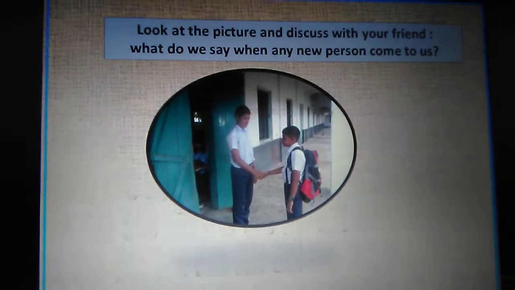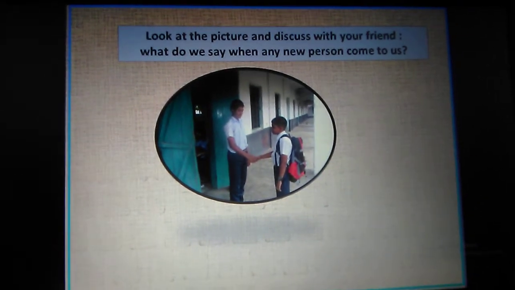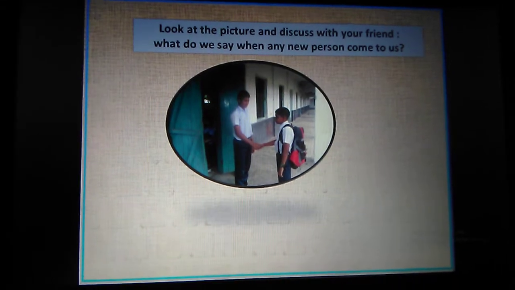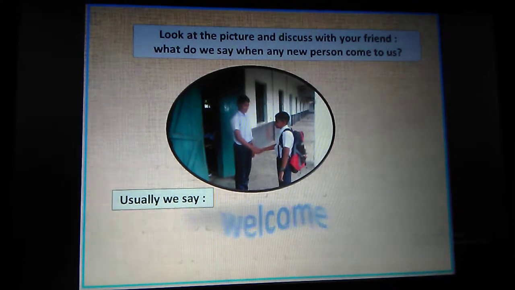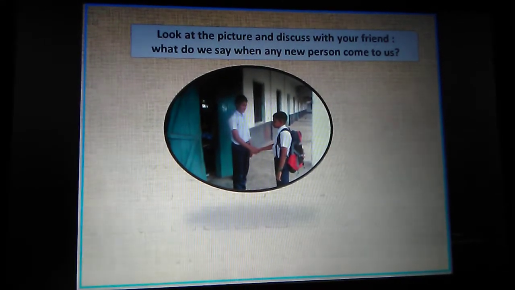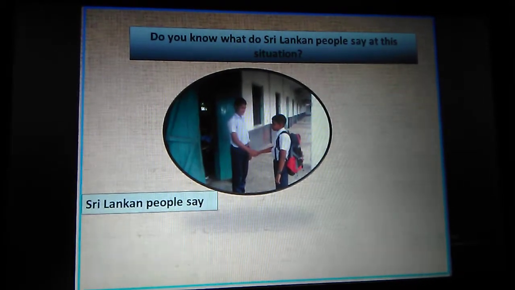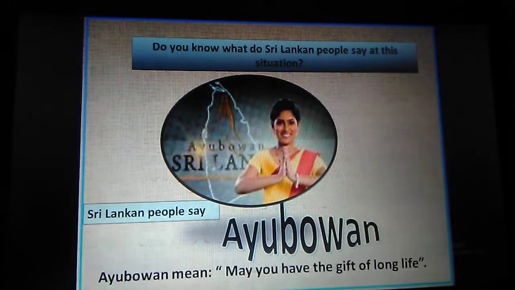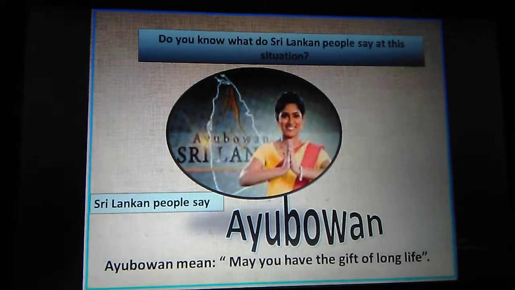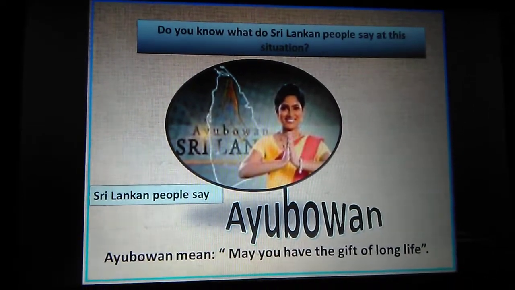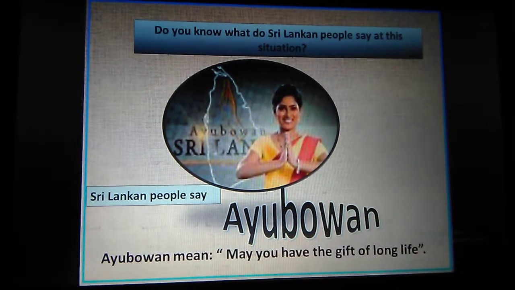Look at the picture and discuss and think what you say when you meet any new person who comes to you. Usually we say welcome. Do you know what Sri Lankan people say in this situation? Sri Lankan people say Ayubowan. Ayubowan means may you have the gift of long life. Putting the hands together, they greet you like this.